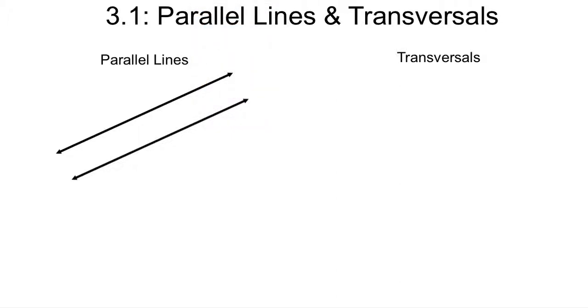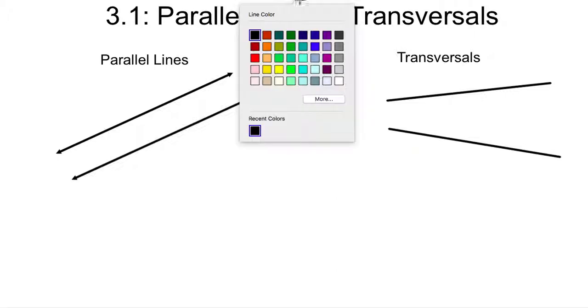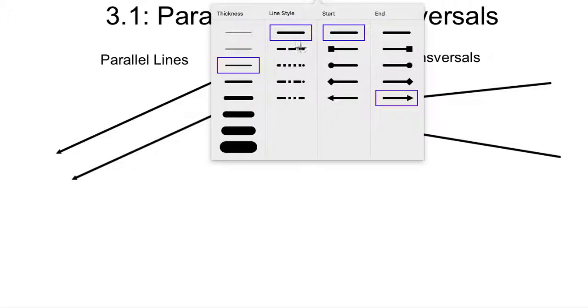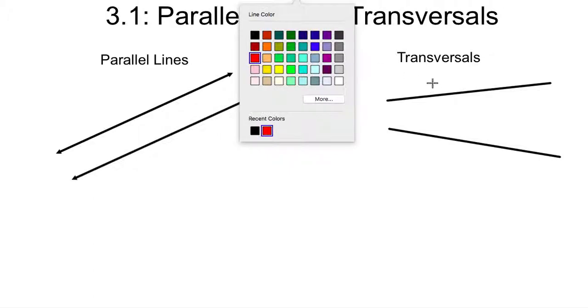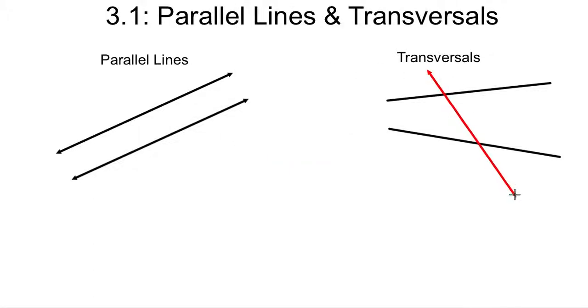Now, a transversal is, if I have two lines, and they don't need to be parallel, they could be just any two lines, a transversal is going to cut through. So this red line there, that is the transversal. And what it does is it cuts through lines.